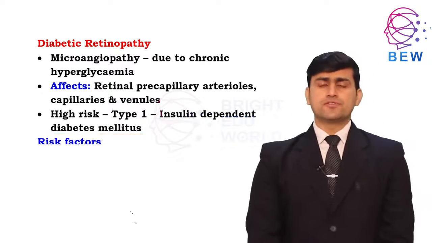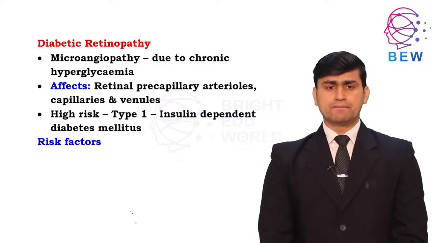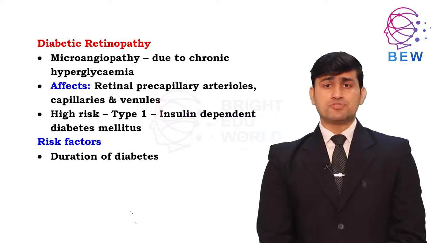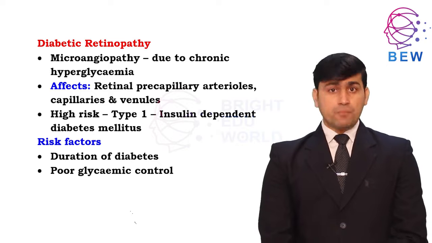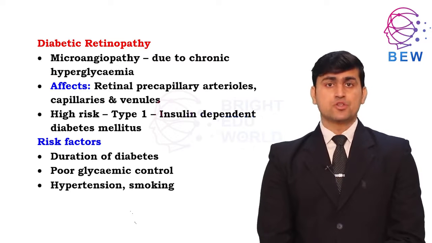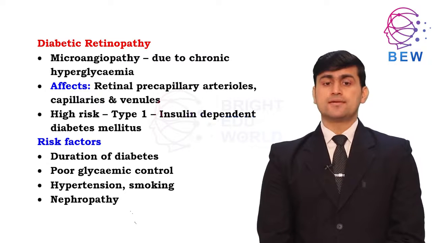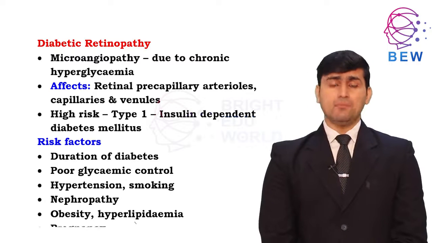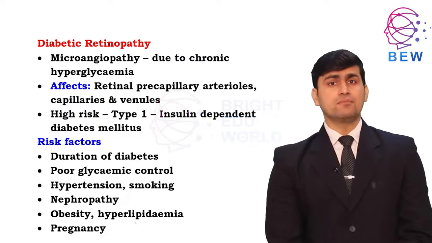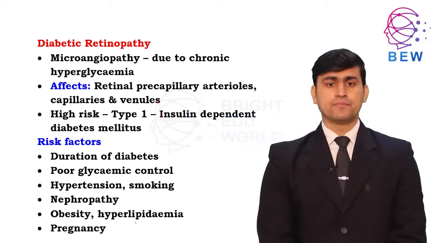So what are the risk factors for the development of diabetic retinopathy? These are duration of diabetes, which is the most important risk factor, then poor glycemic control, accompanying factors such as hypertension, smoking, poor renal status, obesity and hyperlipidemia also play a role, and pregnancy, as there can be worsening of the diabetic retinopathy in pregnancy.